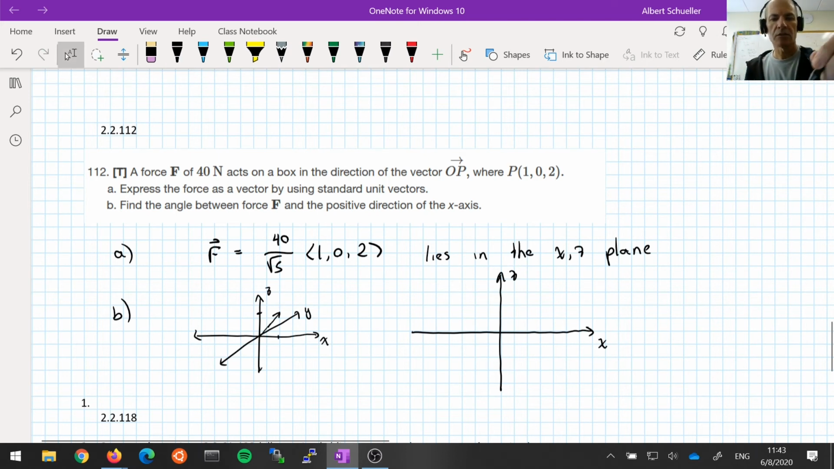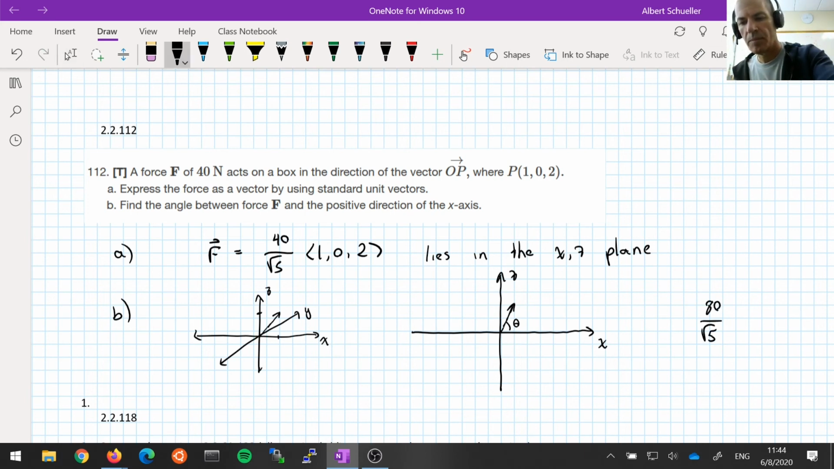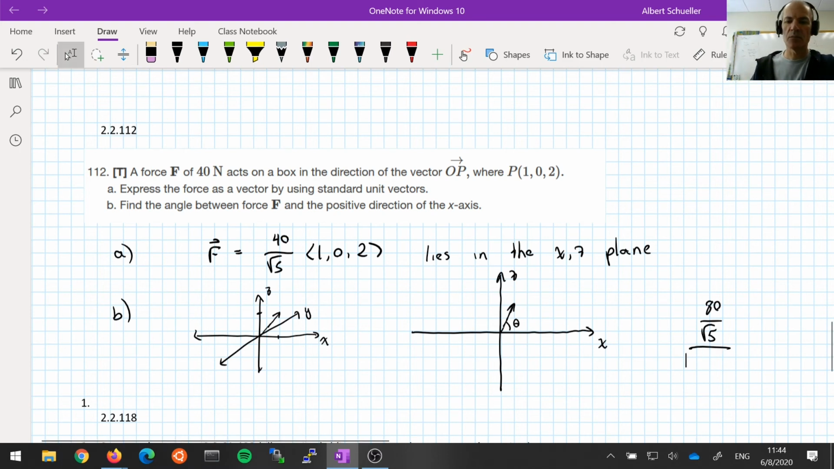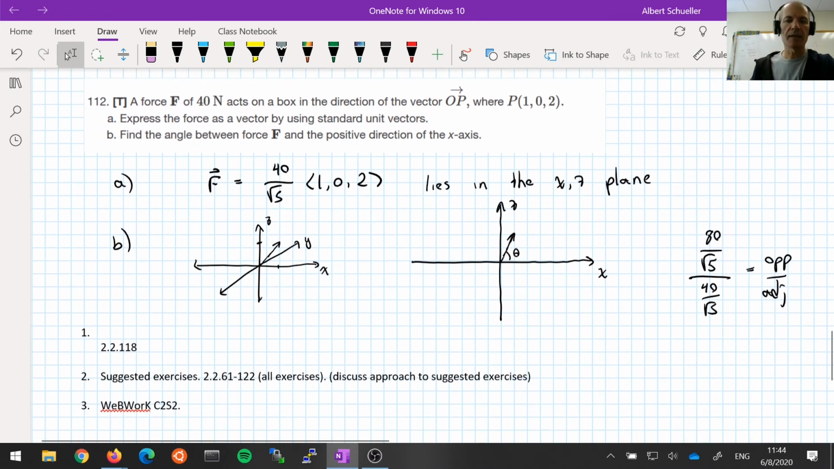And our vector here just goes out sort of like this, and we want this angle, the angle that it makes with the positive x-axis. Well, that is just going to be the arctangent of the opposite over the adjacent. What is the opposite side of this little triangle here? What is this piece here? It's just 80 over root 5. And we're going to divide by the adjacent side. What is the adjacent side? It's 40 over root 5. So this is the opposite over the adjacent for this particular angle. We can simplify that.